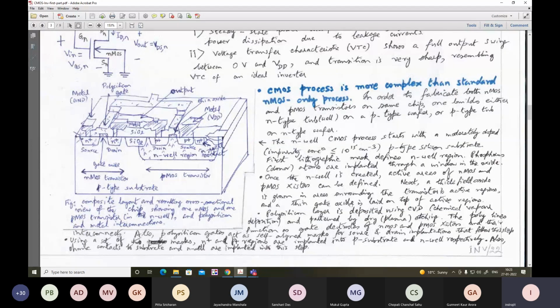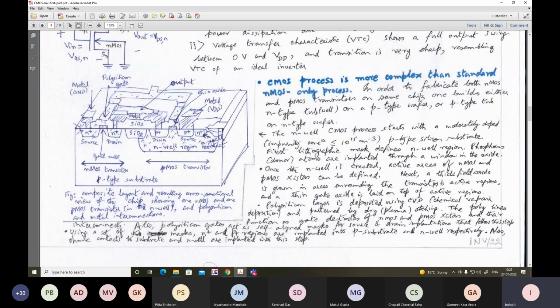So a field oxide is grown in areas surrounding the transistor's active region, and next a thin gate oxide is laid on top of the active regions, and the polysilicon layer is deposited using chemical vapor deposition, or CVD in short, and patterned by dry plasma etching. Now the polysilicon lines function as the gate electrodes of the NMOS and PMOS transistors, and they are interconnects also. So we take recourse to the self-aligned polysilicon gate mask. They will act as the self-aligned masks for source and drain implantations that follow this step.